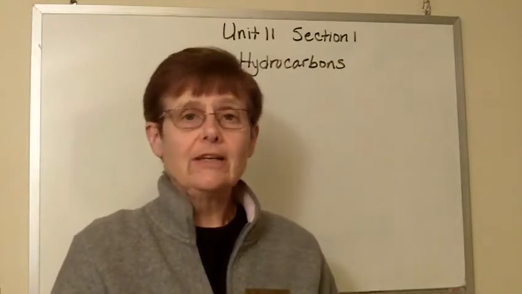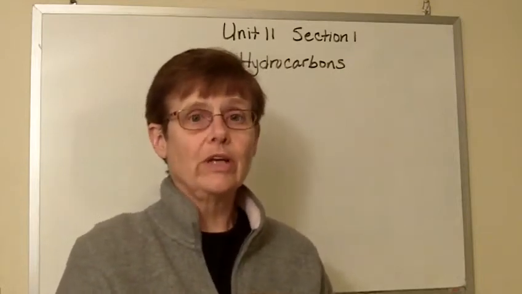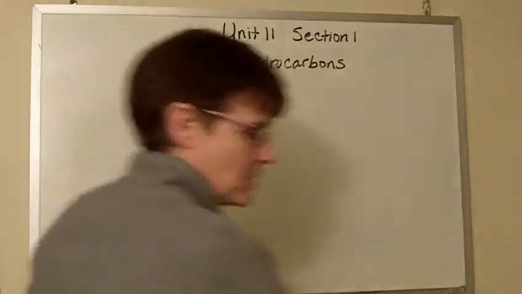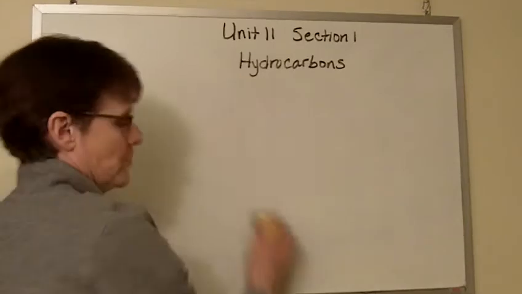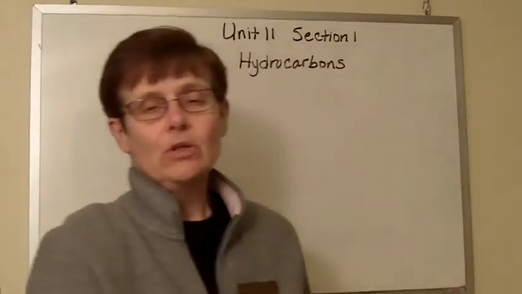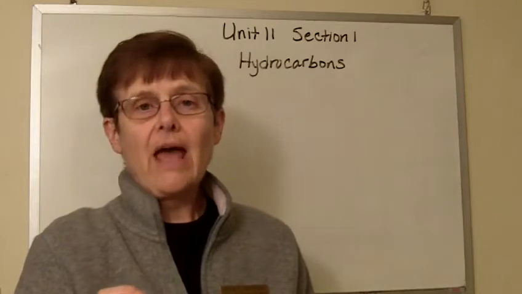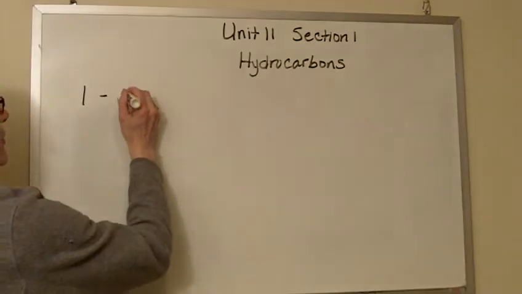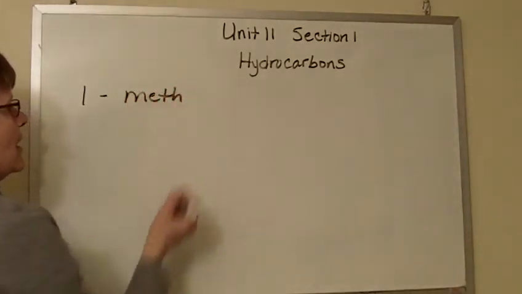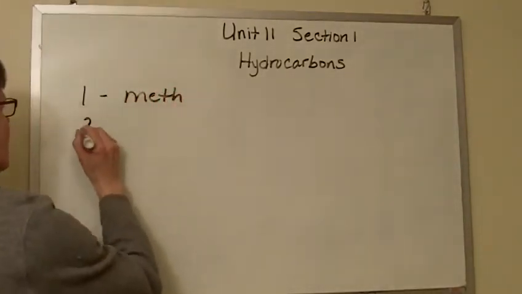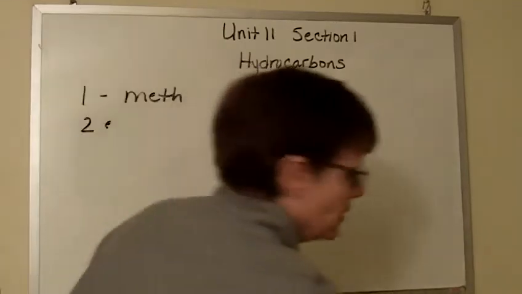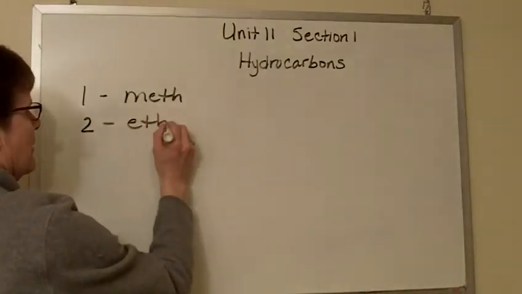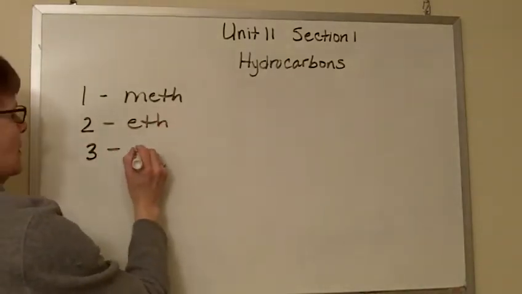So if we're going to get started looking at some of its compounds, we're going to look at the prefixes and the suffixes that are used to name these things. So starting with prefixes, these refer to how many carbon atoms are in the molecule. So if there's 1 carbon atom, the prefix is meth. If there's 2 carbon atoms, the prefix is eth. 3, prop.